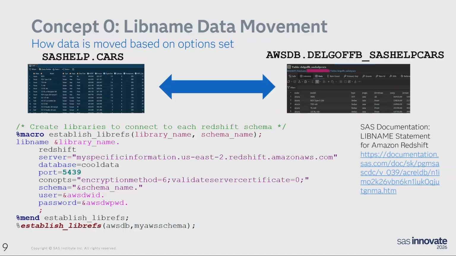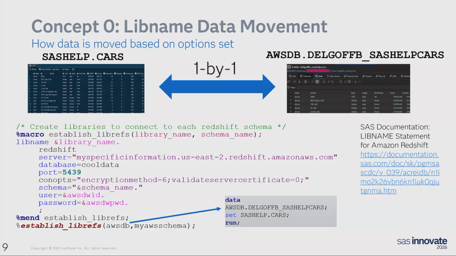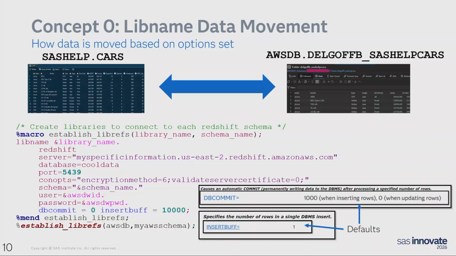Once you create the libname statement, you can create a copy of the sashelp.cars data on your AWS server very easily using a data step like this one and using its libname reference, in this case AWSDB, as a prefix. By default, the conversation between local and cloud happens one row at a time, just as SAS processes row by row. But if you want to change that, you can use the libname statement options such as dbcommit and insertbuff.